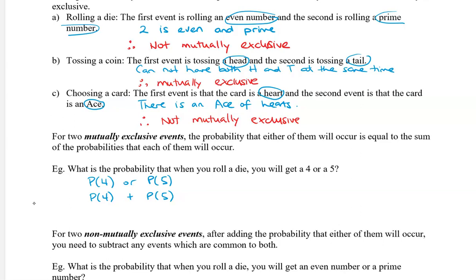So the probability of a 4 on our standard 6-sided die is 1/6, plus the probability of getting a 5 is also 1/6. So this gives us 2/6, which is equal to 1/3.